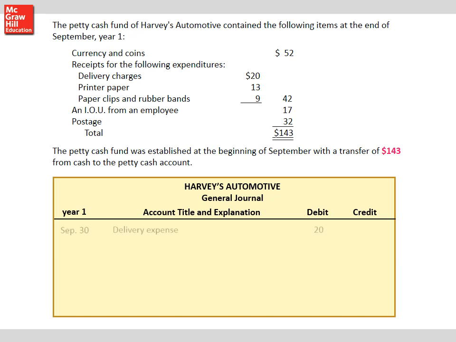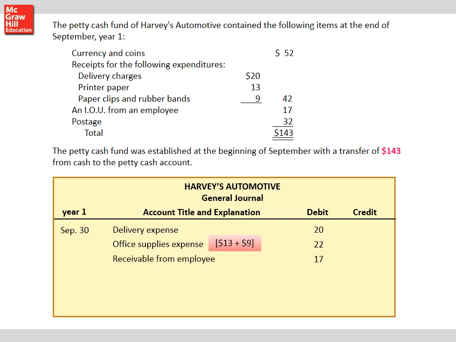So to replenish the petty cash, they'll debit delivery expense, $20. Remember, as the money is being taken out of petty cash, we do not make journal entries for those charges. We wait until we replenish. Somebody takes all the receipts in from petty cash and says, I need more cash for the petty cash drawer. Okay, now let's debit delivery expense for that 20. Let's debit the office supplies for the printer, paper, and the paper clips of 22.